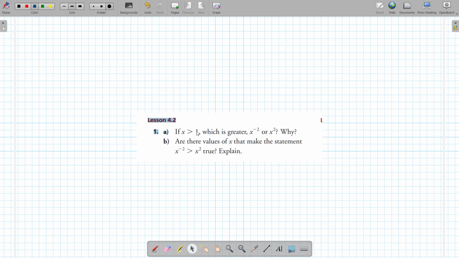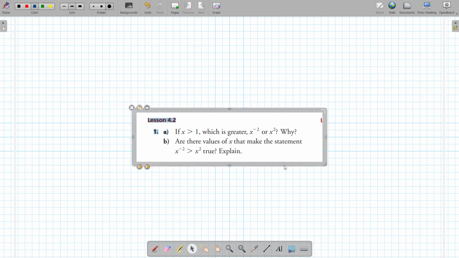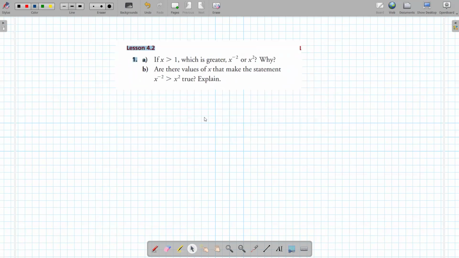It says if x is greater than 1, then which one is greater, x to the negative 2 or x to the 2, and y as well. So for example, let's say x is 2. Greater than 1 means something bigger than 1. Is 2 to the minus 2 bigger, or is 2 to the 2 bigger? 2 to the 2 is bigger.